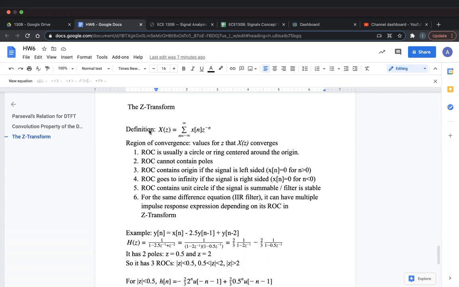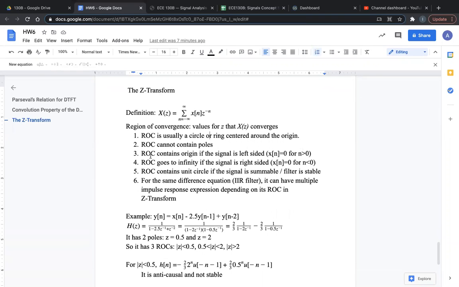The definition of the Z Transform is simple. It's just a summation over the signal x[n] times z to the power of negative n, summed from negative infinity to positive infinity. The region of convergence is the set of values for z for which the Z transform of the signal converges to a finite number. The region of convergence is usually a circle or a ring centered around the origin.